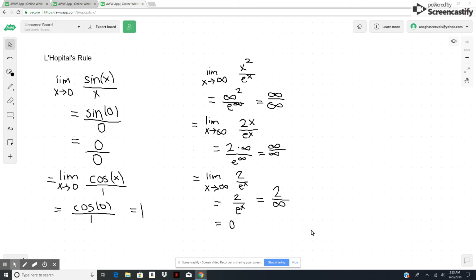So overall, when you have an indeterminate form, you will be using L'Hopital's rule to differentiate the numerator and the denominator, and then you will be re-evaluating your limit.